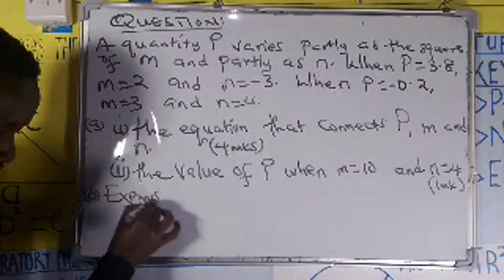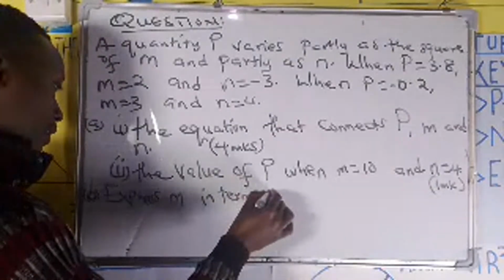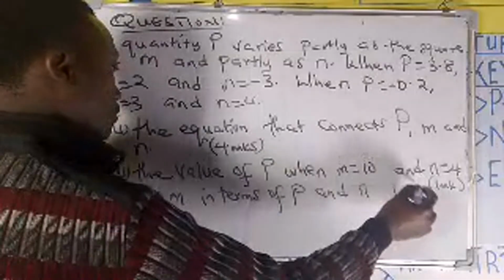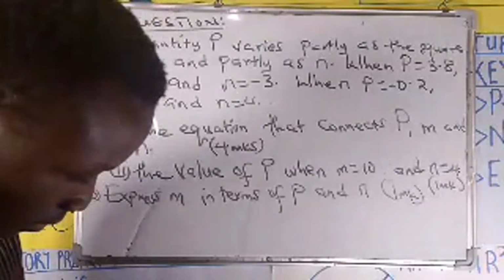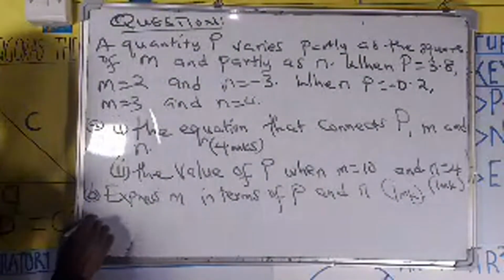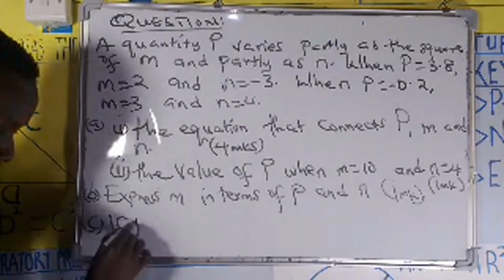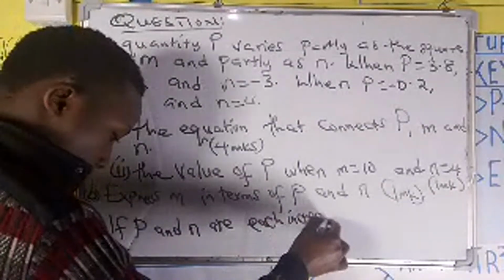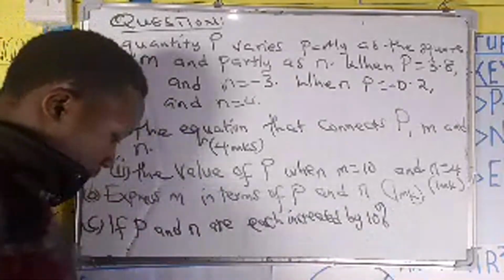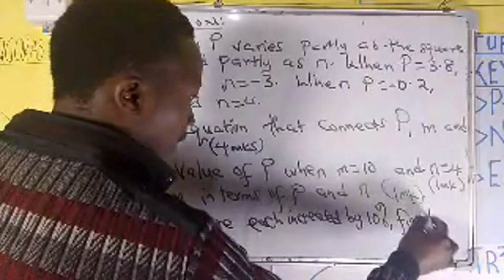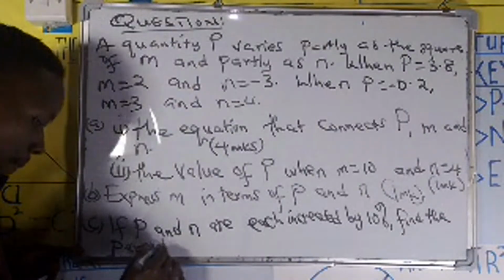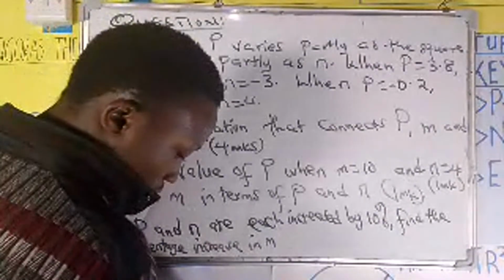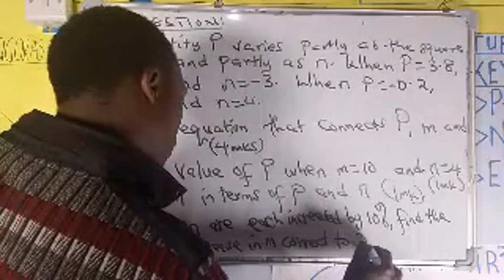Part B, express M in terms of P and N. Part C, if P and N are each increased by 10%, find the percentage increase in M, correct to 2 decimal places.